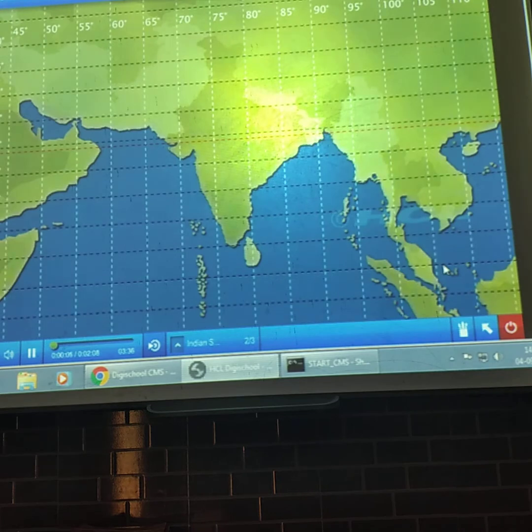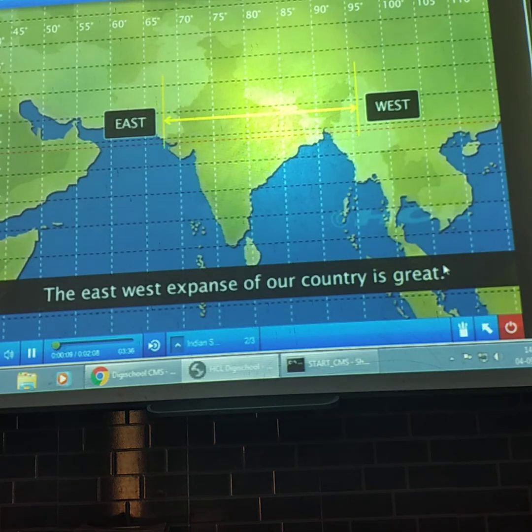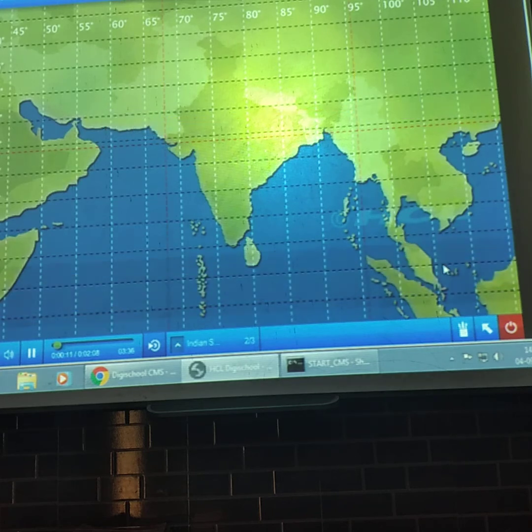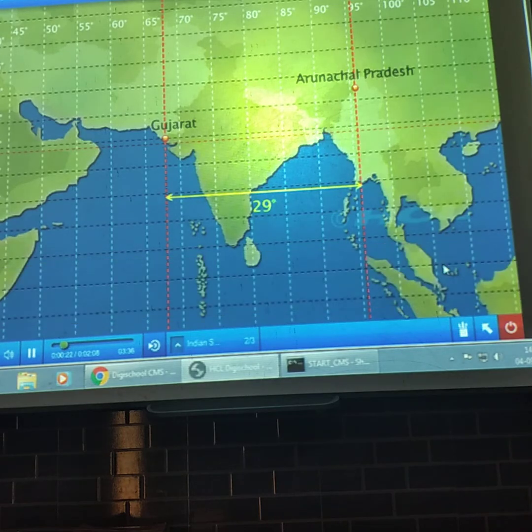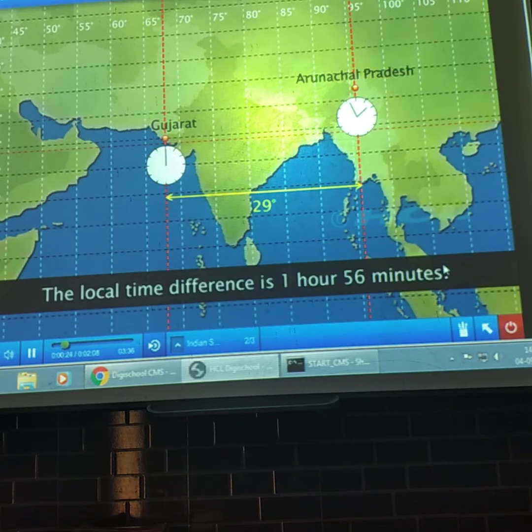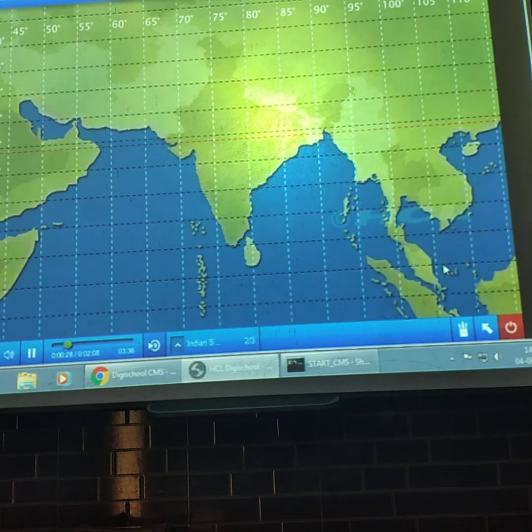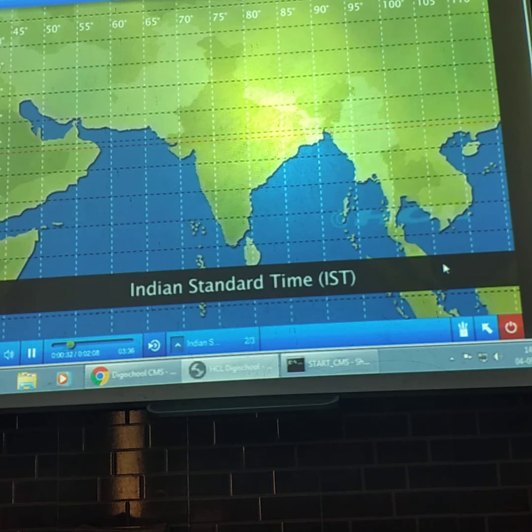Let us take the example of our country, India. The east-west expanse of India is great. The longitude distance between the easternmost place, Arunachal Pradesh, and the westernmost place, Gujarat, is 29 degrees. So, the local time difference of these places is 1 hour 56 minutes. So, in India, we have a standard time called Indian Standard Time, IST.